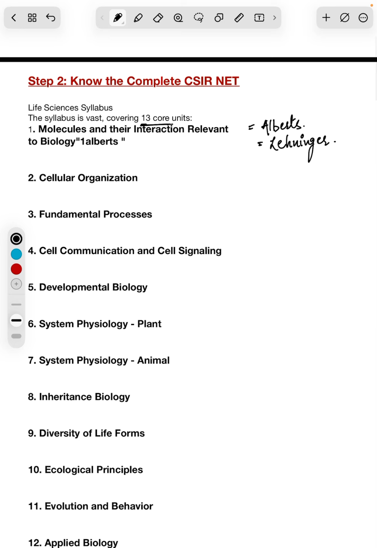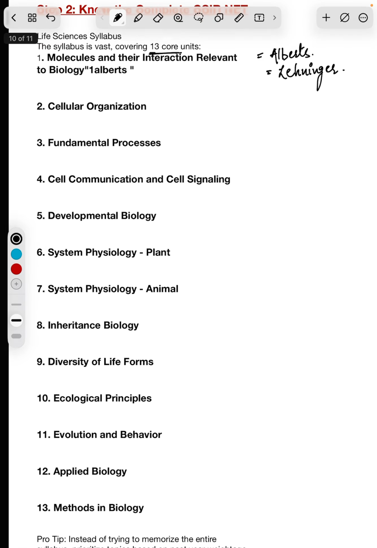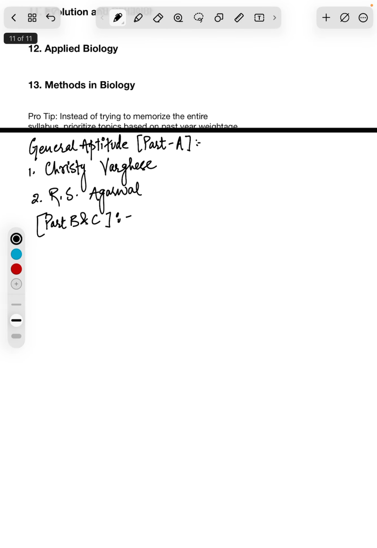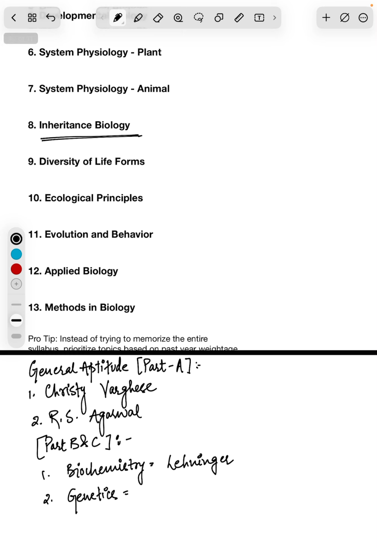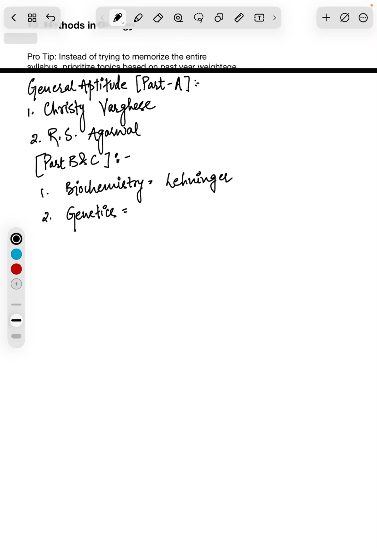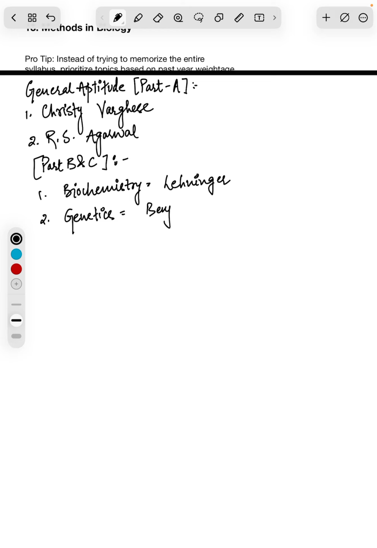For genetics, in the inheritance biology topic, you can go with Benjamin Pierce. For the biochemistry part you can go with Lehninger. I will write these down separately.